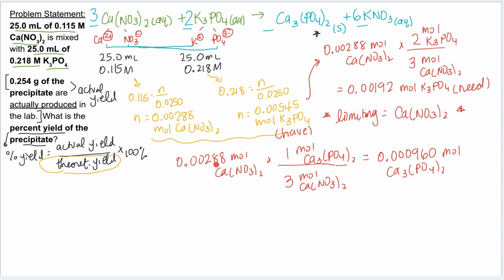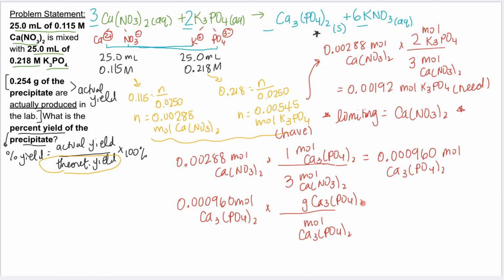So final step, since our actual yield was given in terms of grams, we need to convert this theoretical yield in terms of grams. If you want to use scientific notation to handle all these zeros in the front, feel free. We're dealing with a pretty small scale reaction here. So we know that we're going to have to do a mole to gram conversion now for our calcium phosphate, which is the precipitate.